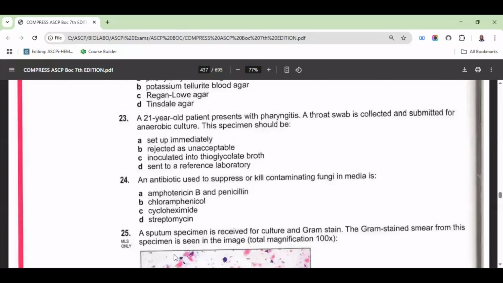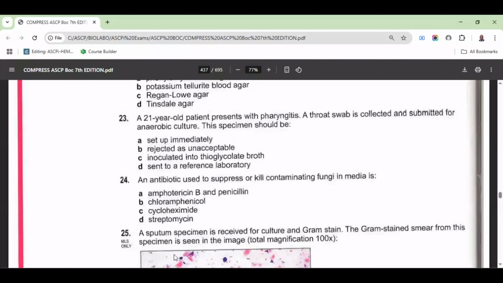Why do you reject the patient sample with serious pharyngitis, my friend Oliver? Because we need an anaerobic culture. I don't think a throat swab is going to give us an anaerobic organism. Yeah, that's good. So throat swab is never used even for anaerobic organisms. That's why.